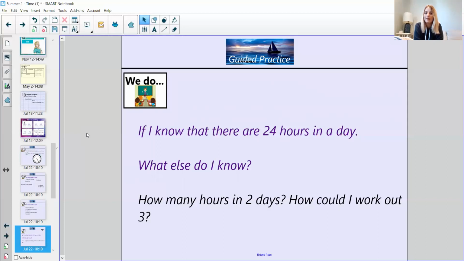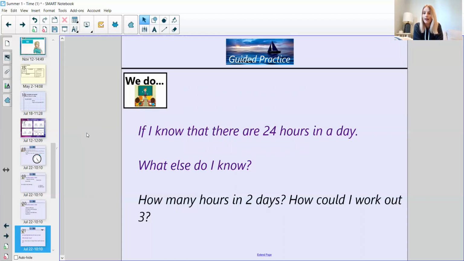So I hope you've had some discussions. If we know that there are 24 hours in a day, then we can really easily work out how many hours there are in 2 days, because we just double it or times it by 2. So you can either just double 24 or use your column multiplication to help you, and you'd be able to work out that there are 48 hours in 2 days.